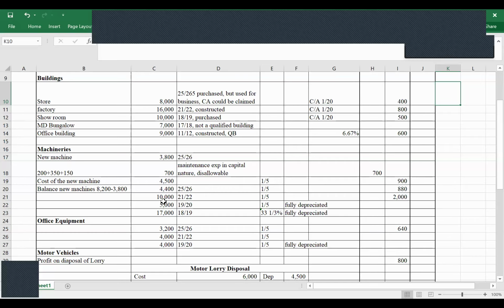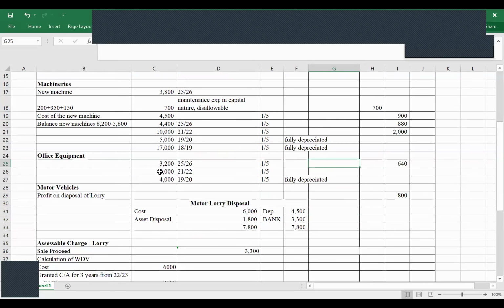Then the machine purchased in the year of assessment 21 to 22, still it is there. The 1920 one is already depreciated, so we cannot allow depreciation. For the 17 million also, depreciation was already given. Already depreciated, so we cannot grant capital allowances for the year of assessment 25-26.